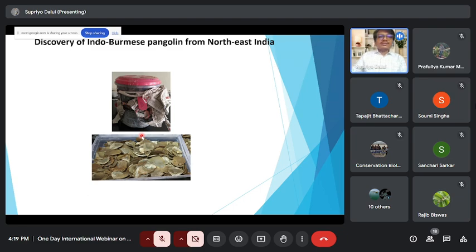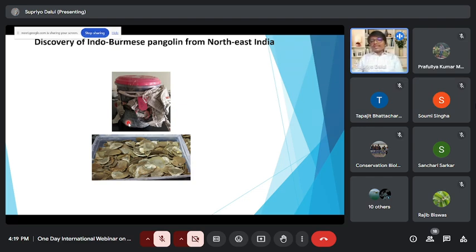And this is very new, the discovery of Indo-Burmese pangolin from northeast India. This is also a great story. It was when I was in ZSI at that time, 2022-23. So ZSI is a premium institute, so we also work on wildlife forensics. So wherever wildlife products are seized, they send them to us at ZSI to do the genetic analysis and to find out which animal species it is.